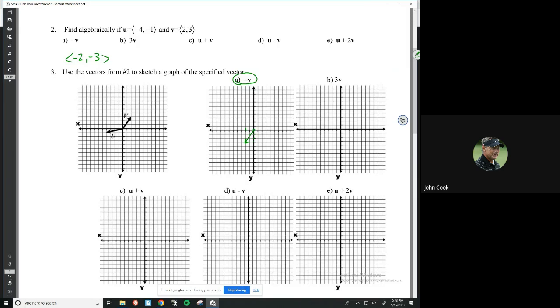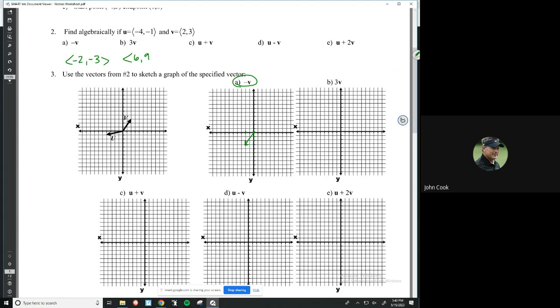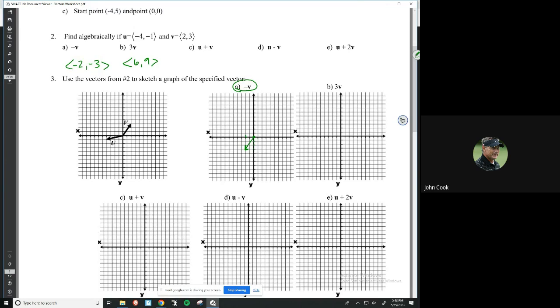Part B is 3 times v. So 3v was, let's see, 6, 9. So we've got to go to the right by 6 and then up by 9. So 1, 2, 3, 4, 5, 6. 1, 2, 3, 4, 5, 6, 7, 8, 9. So there it is. So we start at the origin and go to there. Oops, I'm a little bit off on that one. Darn it. There we go. Second time, a little bit better. There's my vector.